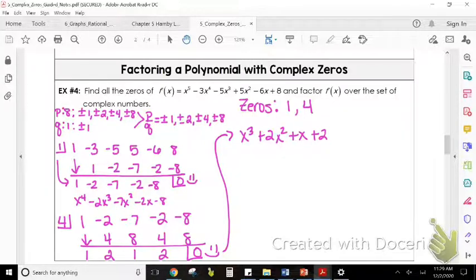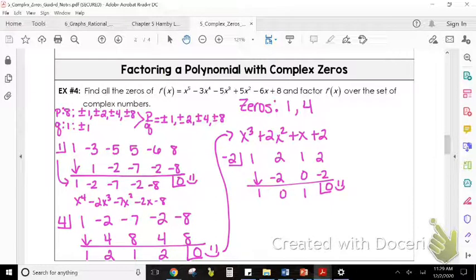So we got to pick one more number out of our list that we hope is going to work. And so we're going to try a -2. My coefficients are now the 1, 2, 1, 2. So bring it down, multiply, combine, multiply, combine, multiply, combine. And this one worked again. It was a 0. So we know that -2 is also going to be a 0.